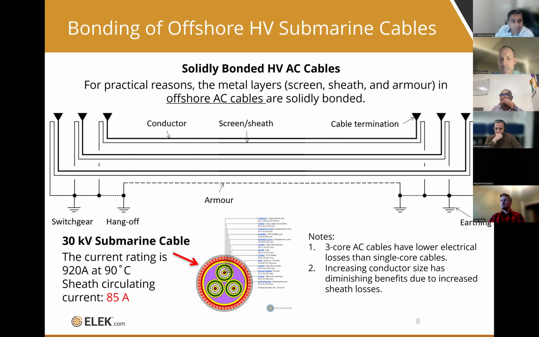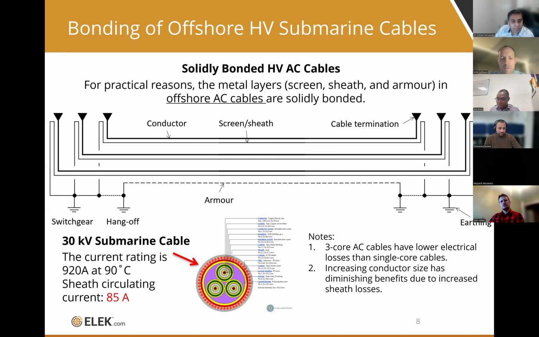And you can see an example here, a 30 kV submarine three-core cable with a lead sheath, I believe, lead sheath around each core, and solidly bonded. You've got a rating of 920 amps for the phase conductors. And then as a result, you have a sheath circulating current of 85 amps, which is not as high as a single core cable. However, it's relatively significant.